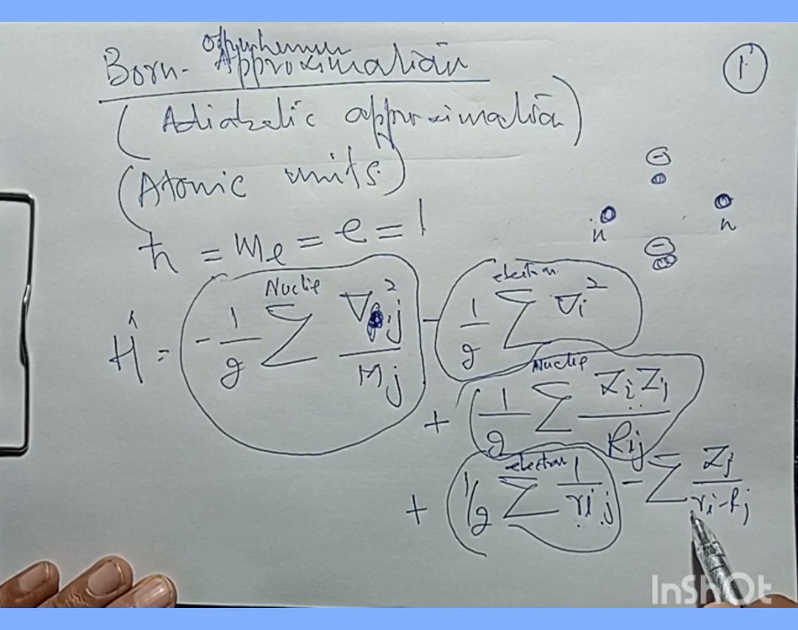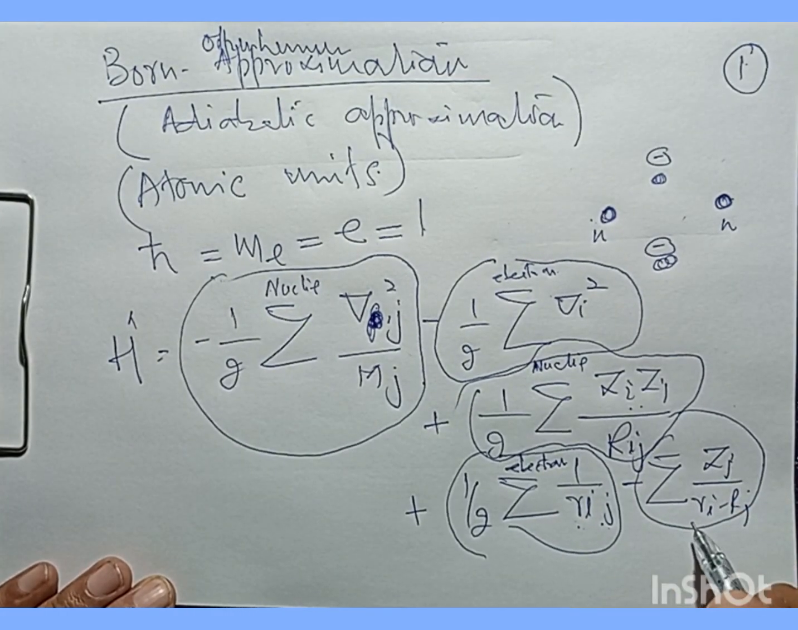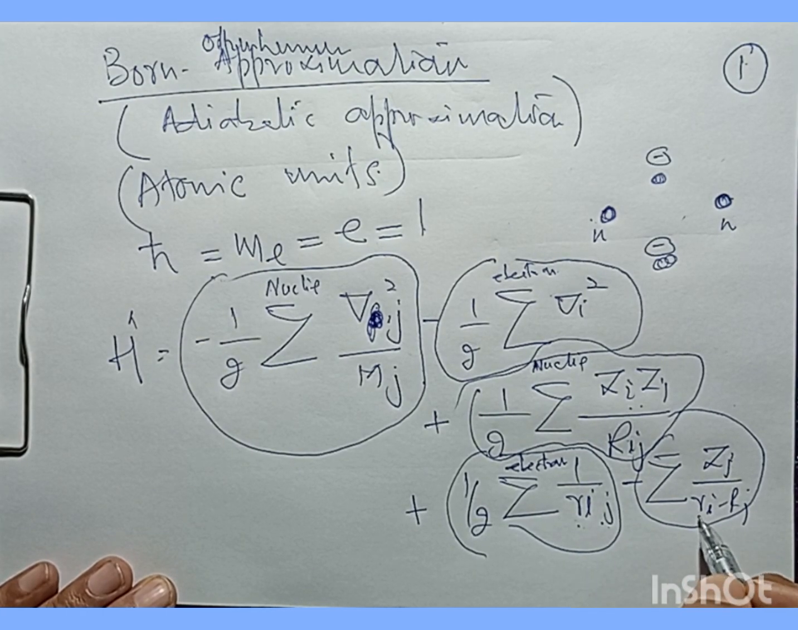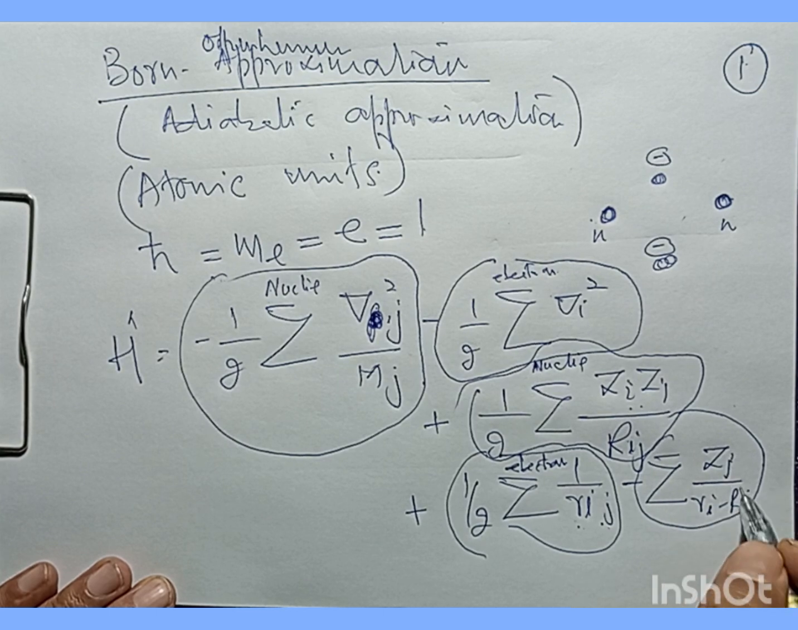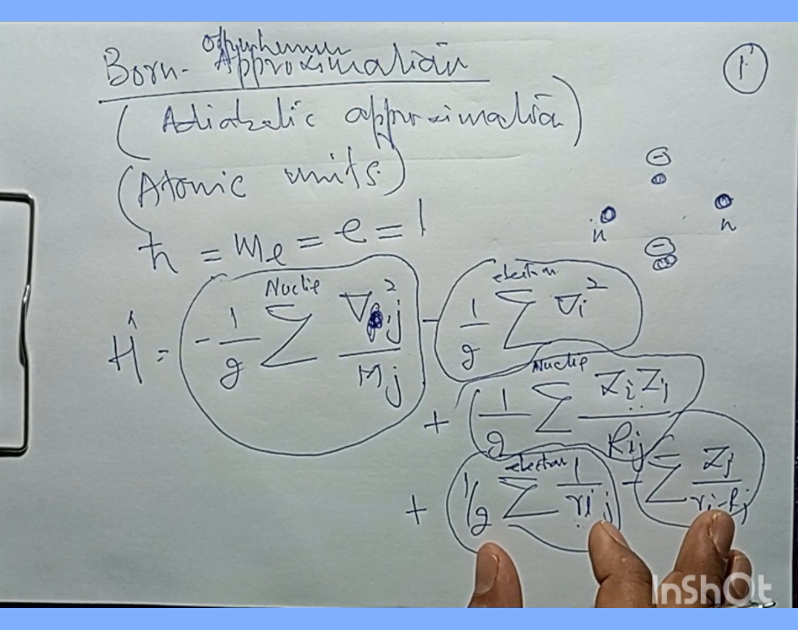And finally, we have the last term here. It represents the electron and nuclear attraction. So there exists an overall attraction between the nuclei and the electrons present in the molecule that we have considered.